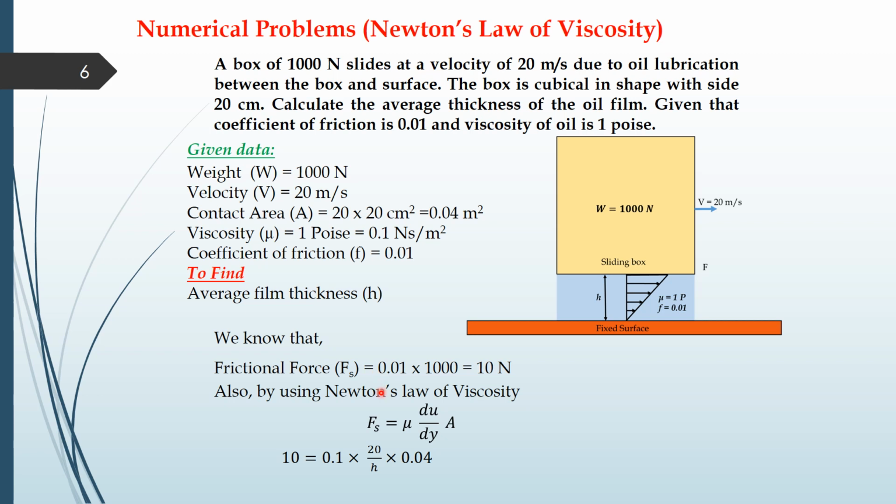So by equating the frictional force and the shear force, which is obtained by using Newton's law of viscosity, we can work out the unknowns from this equation, and the unknown over here is H, and the value of H from this equation will be equal to 0.008 meters, or simply it is equal to 8 mm. So this was a small problem on Newton's law of viscosity.